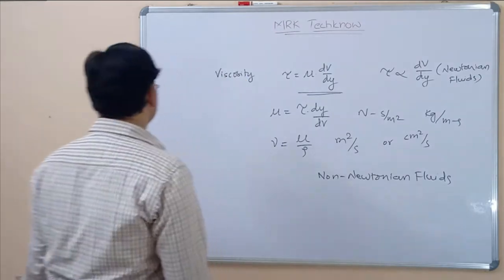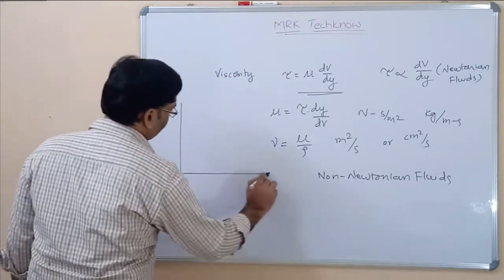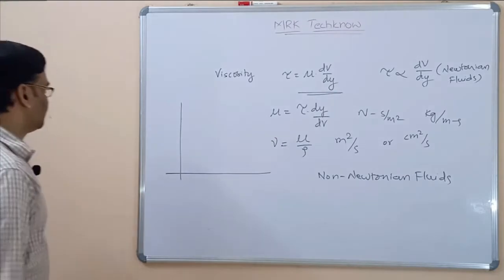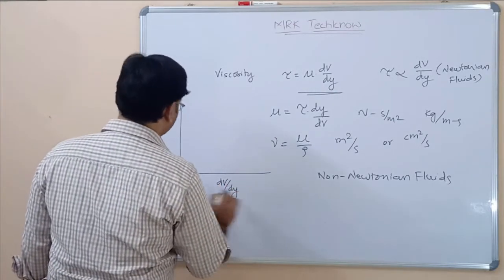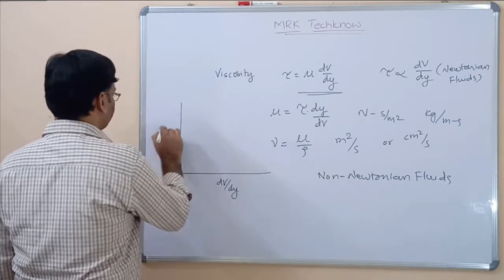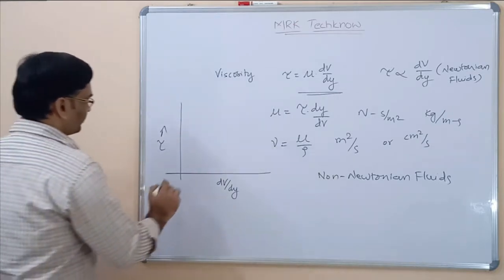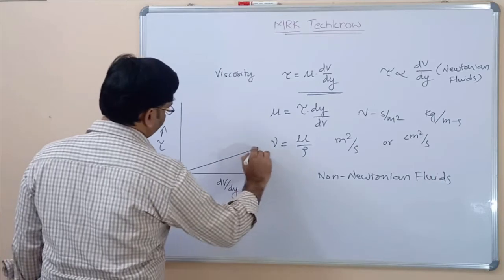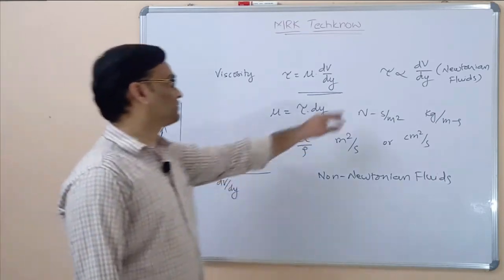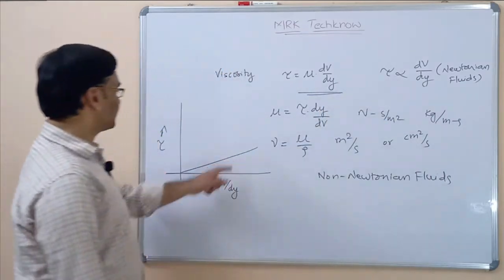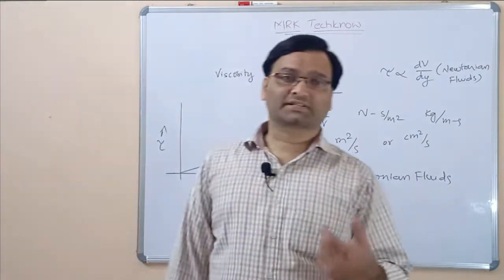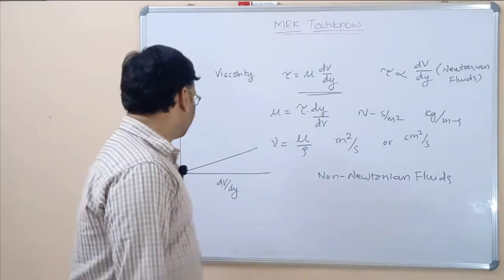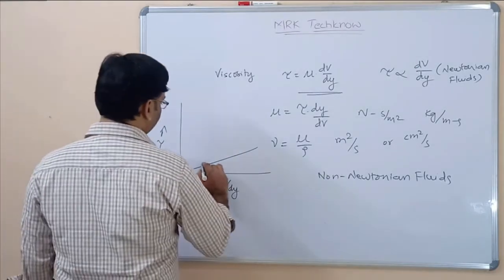If you take the graph, with the velocity gradient dv by dy on the x-axis and the shear stress on the y-axis, a Newtonian fluid gives a straight line. Since it is proportional, you will get a straight line. You can define it in geometry with a simple straight line equation, just like y equals mx plus c. This is the Newtonian category.